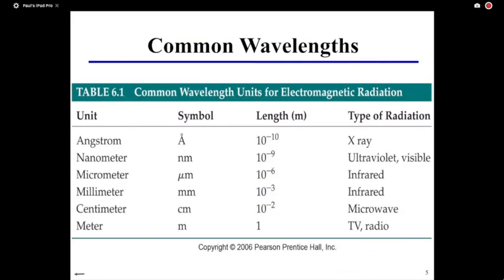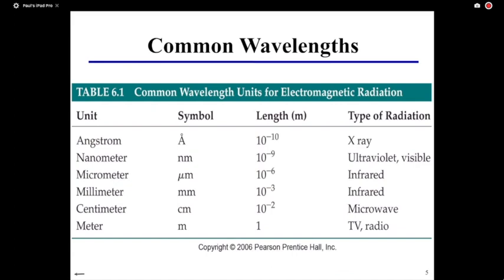The common wavelengths, when we look at these: X-rays are in what we call angstroms, which is a different unit. It's 1 times 10 to the minus 10. The visible and ultraviolet are in the nanometer range. Infrared is in micrometers and millimeters. Microwaves are in centimeters, and radio and TV are in the meter range. So the wavelengths get larger along the scale.